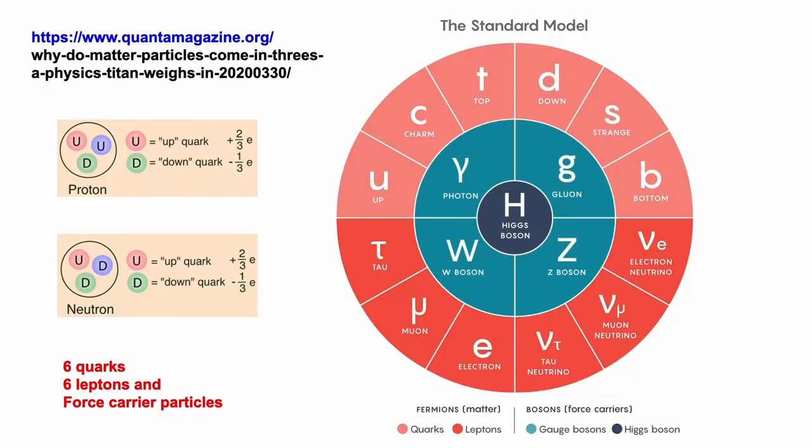The pictorial representation of quarks, leptons, and gauge bosons is shown here. A proton is made up of 2 up quarks and 1 down quark, whereas a neutron contains 2 down quarks and 1 up quark to make its charge equal to 0.